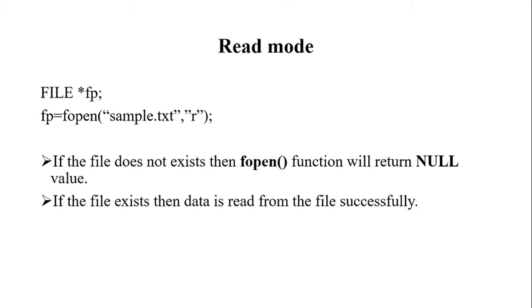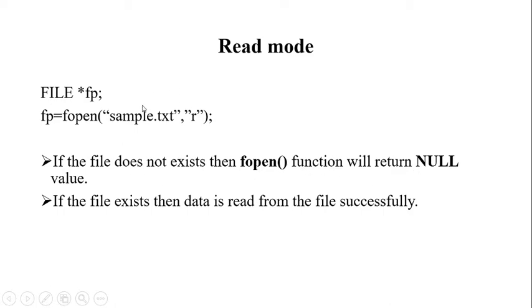Then what is read mode of operation? In the case of read mode, instead of W, here we are putting R. So R indicates the read mode of operation. I'm opening the sample.txt in read mode. Read mode means we are opening an already existing file. If the file does not exist, then the fopen function will return a null value.